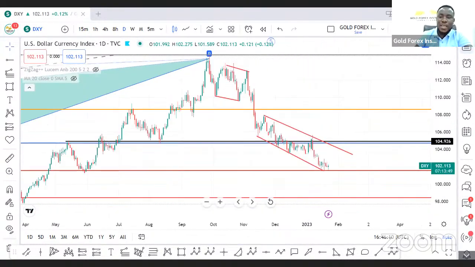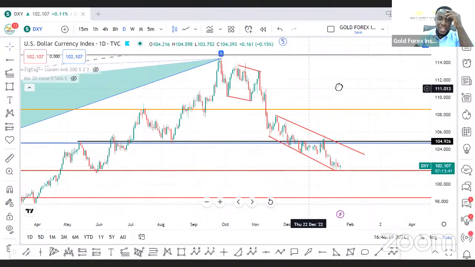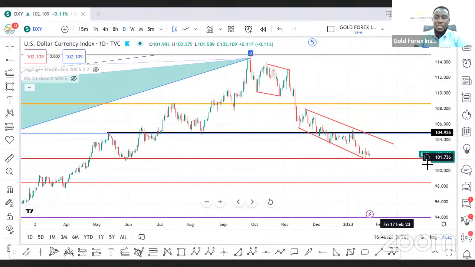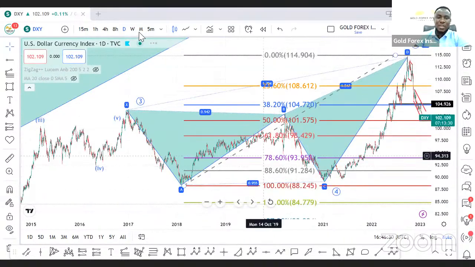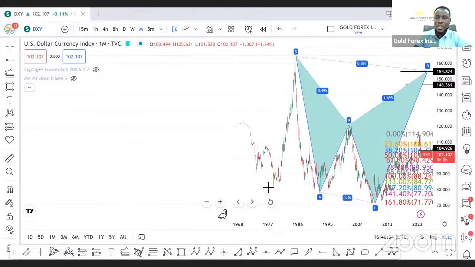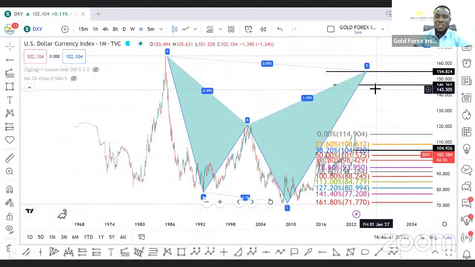Now, DXY is still at a perfect support zone. This level over here is on the 50 FIB. You can see that it tied this level and it's also tied this level. Previously, I told you guys that the general pattern for DXY was on a bullish trend for a long term. This whole pattern is forming a sharp or cipher pattern.